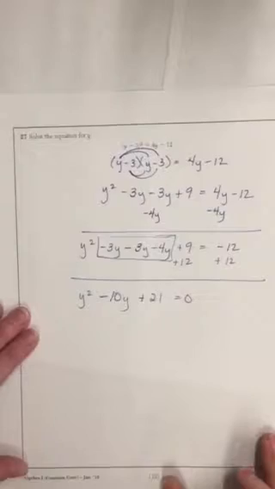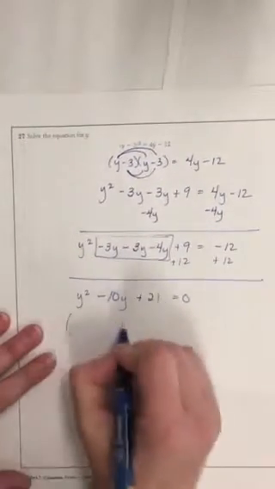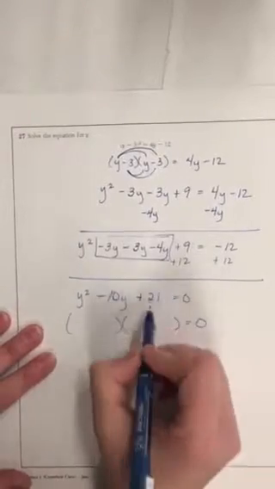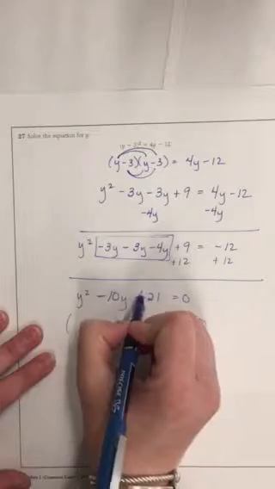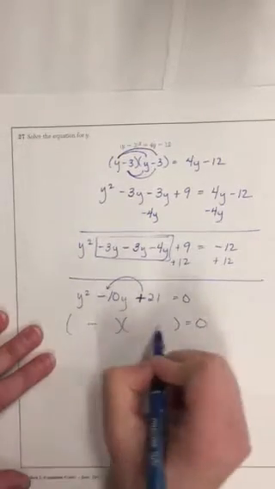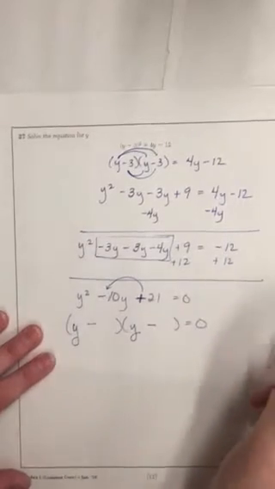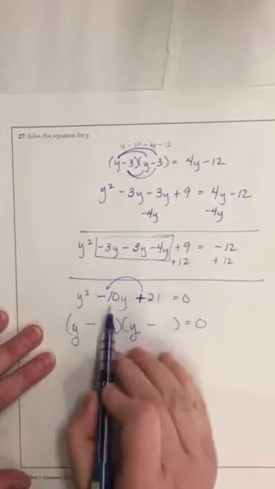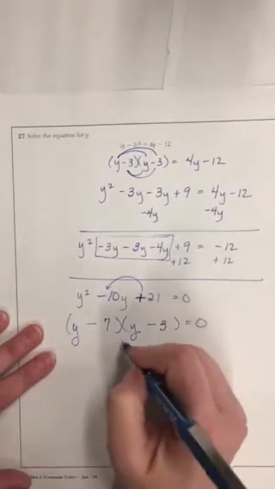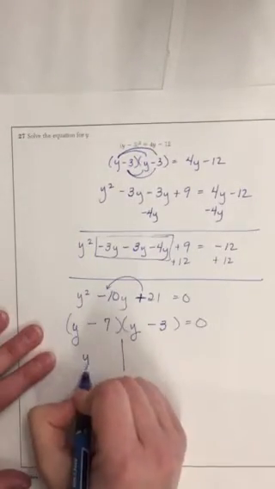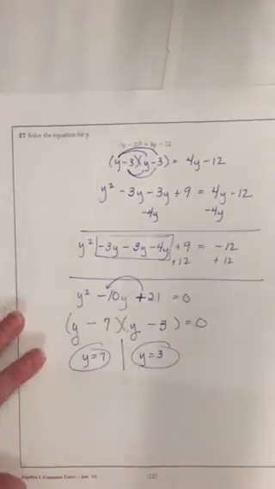So now I have to factor. GCF, difference of perfect squares, bigger both. This one is a bigger both. This tells me that my parentheses are both the same sign, and both of my parentheses are negative. Y and Y. I need two numbers that multiply to 21 and add up to 10. 7 and 3. I'm going to split and solve. Y equals 7, Y equals 3. There you go.